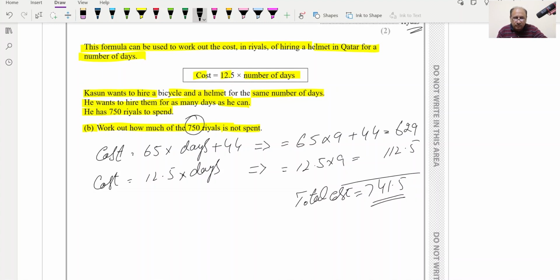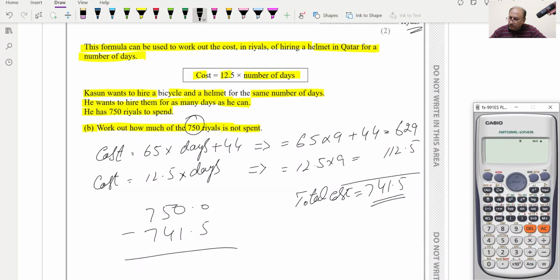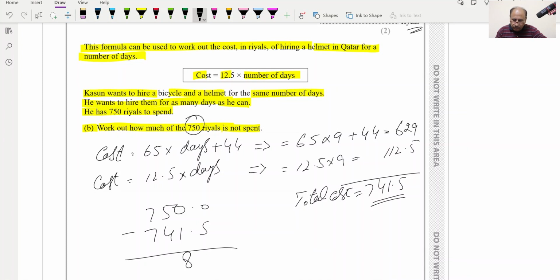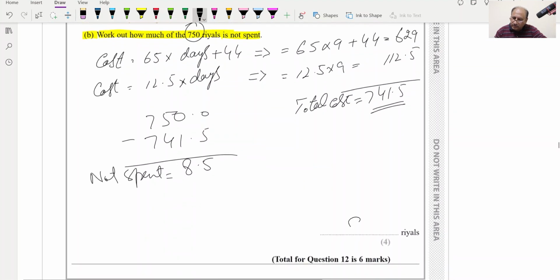We will check for the amount which is not spent. That will be 750 minus 741.5, and we can write here point 0. So 750 minus 741.5, and the remaining amount will be 8.5. So 8.5 reals will not be spent. Not spent is equal to 8.5 reals. So we can write here the answer as 8.5. And this was 4 more questions we have done.